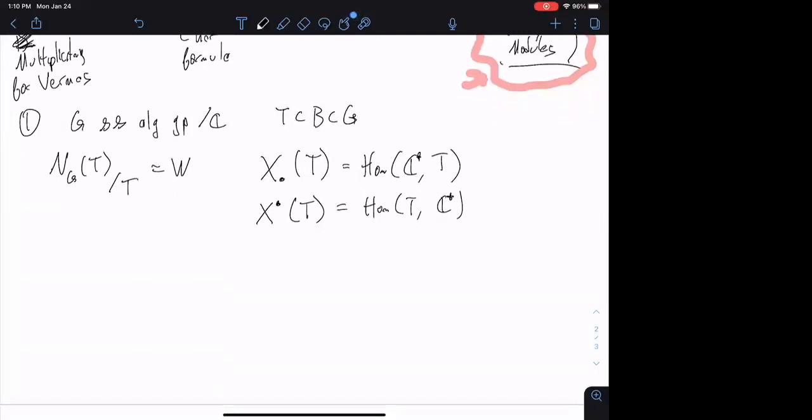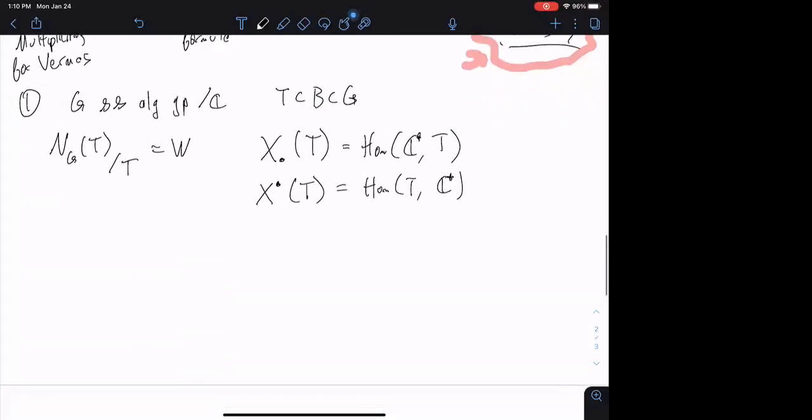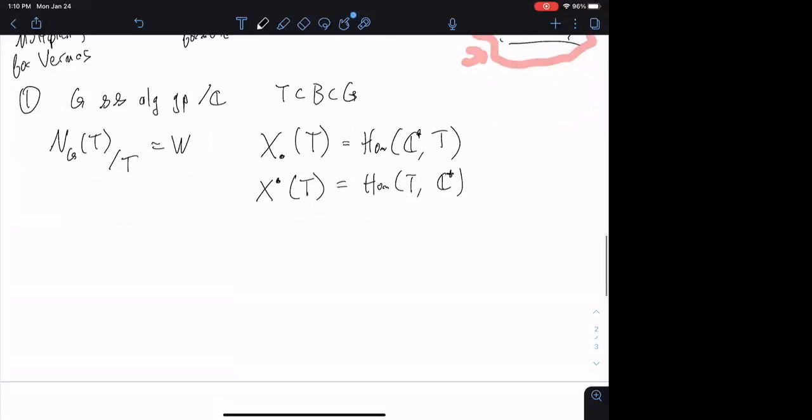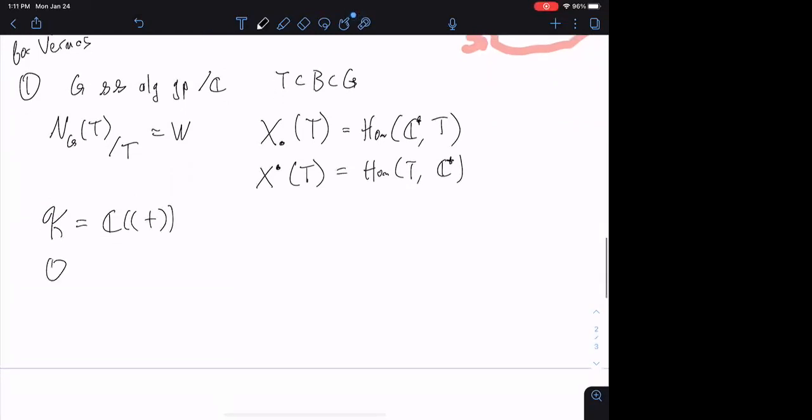So in the affine setting, I'll be working very often with formal Laurent series, and I'll use K to denote the field of formal Laurent series. And I'll use O to denote its ring of integers, which can be described as formal Taylor series.